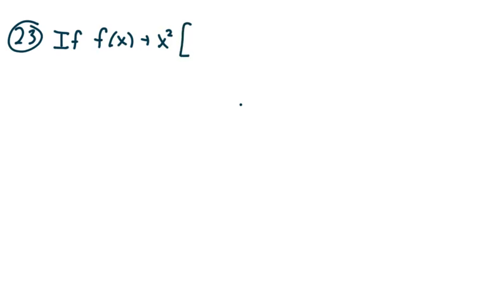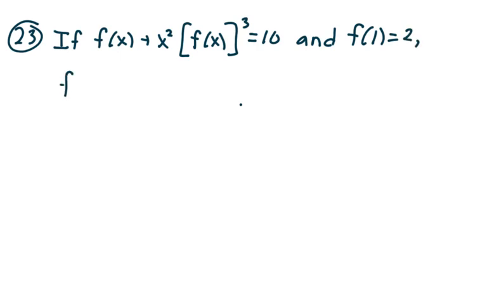So what I want to do now is take a look at 23. If f of x plus x squared times f of x to the third equals 10 and f of 1 equals 2, the question says find f prime of 1. So that's a nice question.